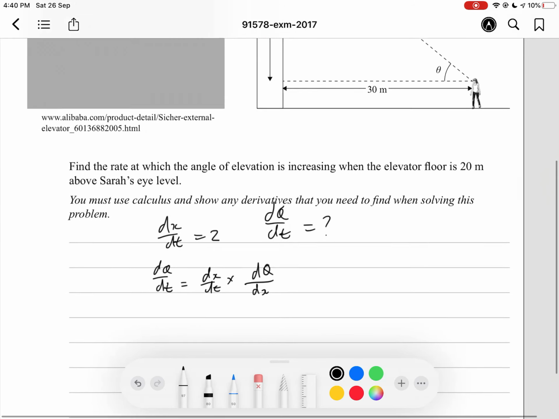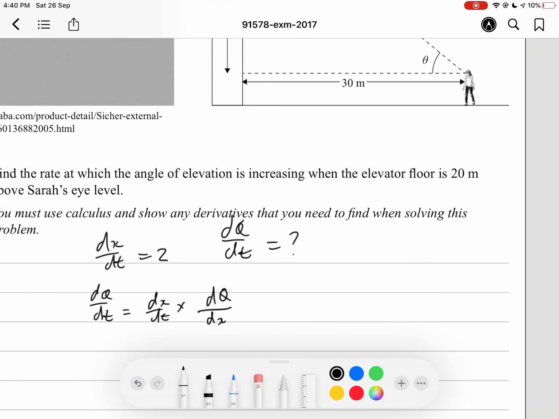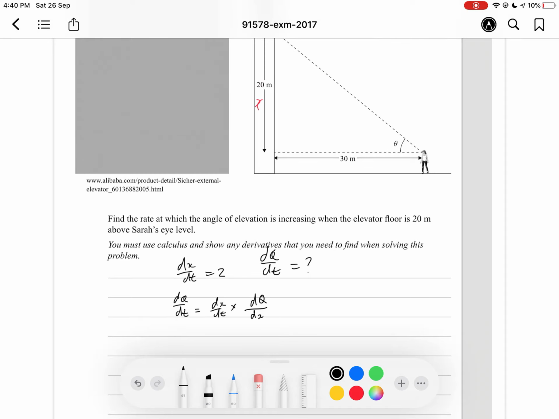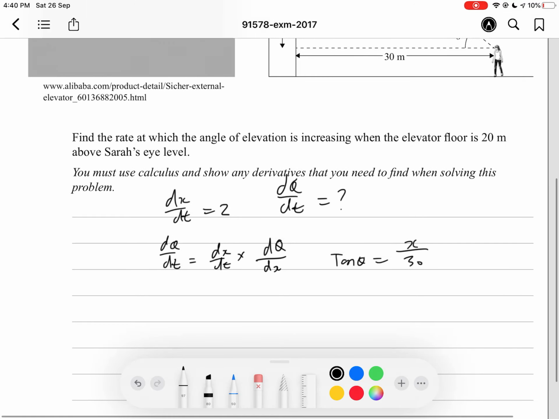So we're looking for d theta over dx. That means we need an equation for x in terms of theta, or an equation for theta in terms of x. That's actually very simple, because we can say that tan theta equals x over 30. In this case, we can make x the subject, so x equals 30 tan theta.